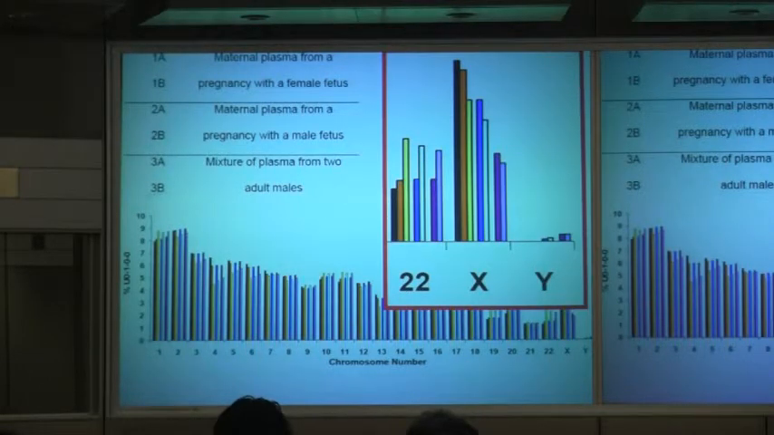So when I saw that data, I knew we had cracked the problem. Because it shows that by sequencing the plasma of the mother, I can tell how many X chromosomes the baby has got. If I can do that for chromosome X, I should be able to do that for any chromosome, even chromosome 21.